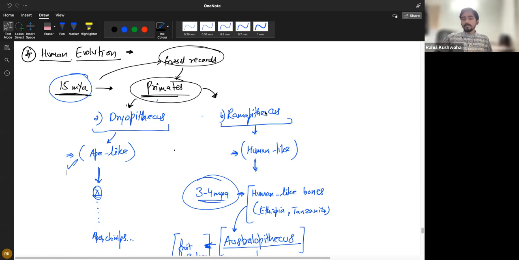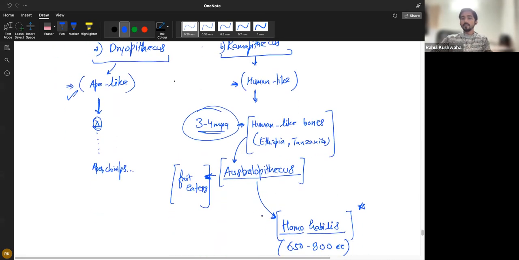Okay, so on the basis of that, we started realizing that the human-like ones were Ramapithecus. They had human-like bones, and their fossils were found from around 15 million years ago to very recent, like 3 to 4 million years ago. You will find more and more human-like fossils. And then they named it Australopithecus. So Australopithecus, in a way, are the second descendants from Ramapithecus that led to Homo sapiens evolution. So they are our ancestors.